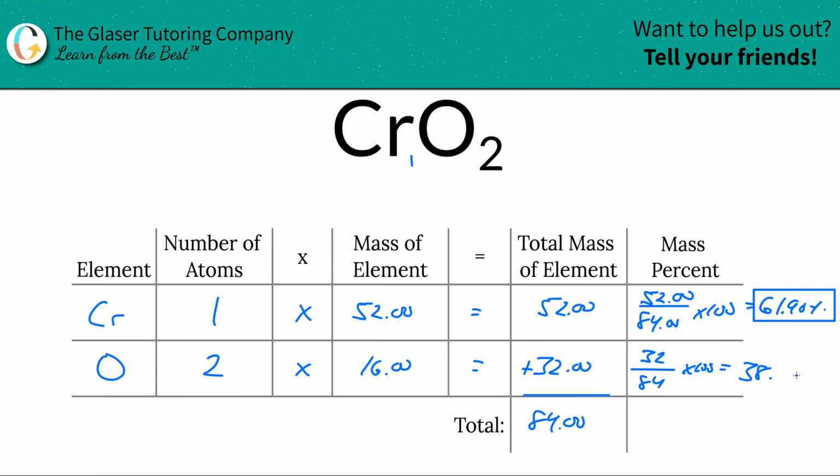You might say, well, doesn't it matter with sig figs? Yeah, but who cares. And then we're going to round that answer to 38.10. And what should happen is when you add these two together, you get a total of 100.